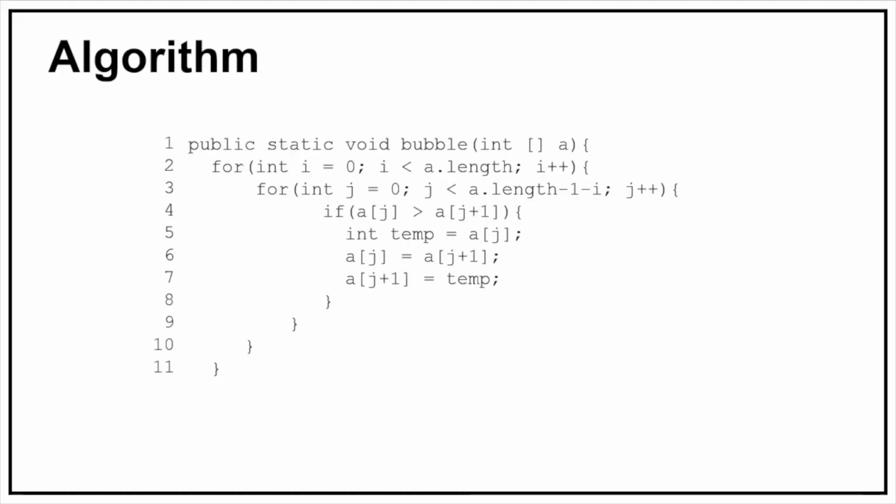In the algorithm, there are two for loops. The length of the internal for loop changes the more iterations there are of the external one. The internal for loop also has an if statement. The if statement will swap two numbers if A at j is greater than A at j plus 1.